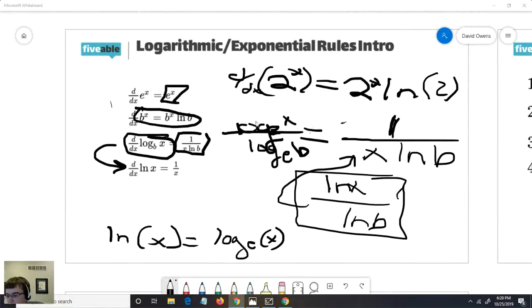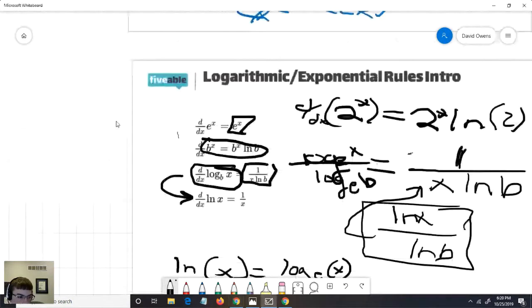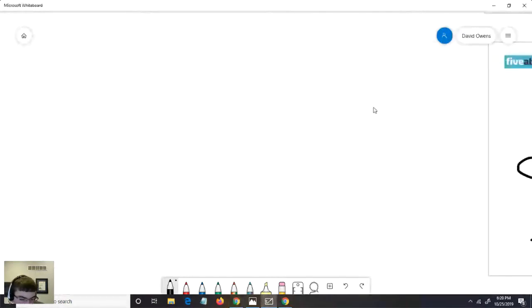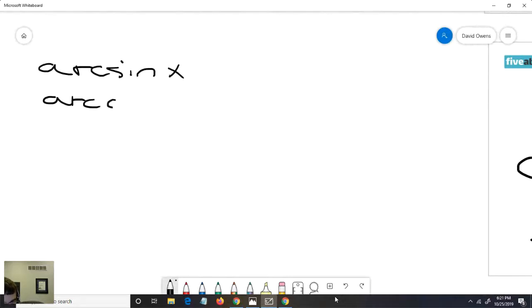So I think actually I'm going to add a couple more rules. They're not in my examples, but just to round out the most common rules that you're going to use. The inverse trig functions are another set of rules that are really often used in AP Calculus. And those are arcsine of x, arc cosine of x, and arc tangent of x.